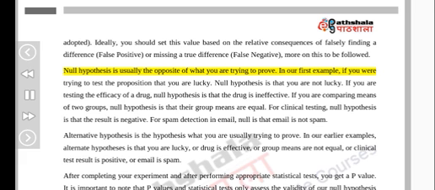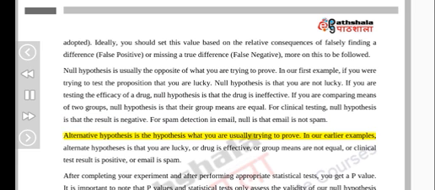Null hypothesis is usually the opposite of what you are trying to prove. In our first example, if you were trying to test the proposition that you are lucky, null hypothesis is that you are not lucky. If you are testing the efficacy of a drug, null hypothesis is that the drug is ineffective. If you are comparing means of two groups, null hypothesis is that their group means are equal. For clinical testing, null hypothesis is that the result is negative. For spam detection in email, null is that email is not spam.